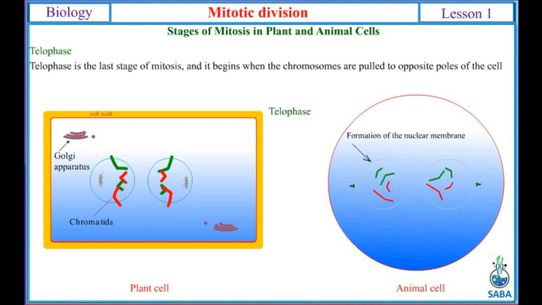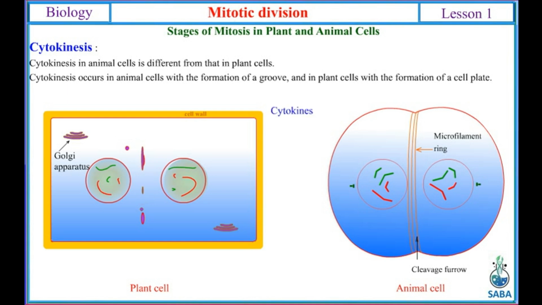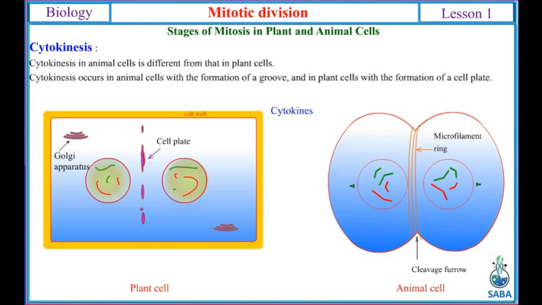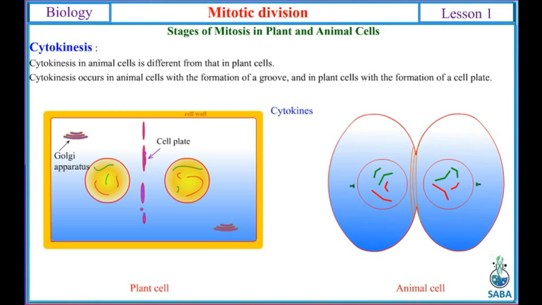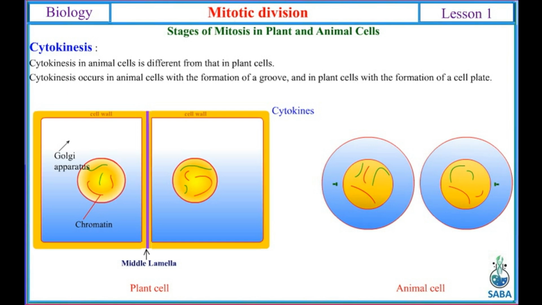Telophase. Telophase is the last stage of mitosis, and it begins when the chromosomes are pulled to opposite poles of the cell. Cytokinesis. Cytokinesis in animal cells is different from that in plant cells. Cytokinesis occurs in animal cells with formation of a groove and in plant cells with formation of a cell plate.